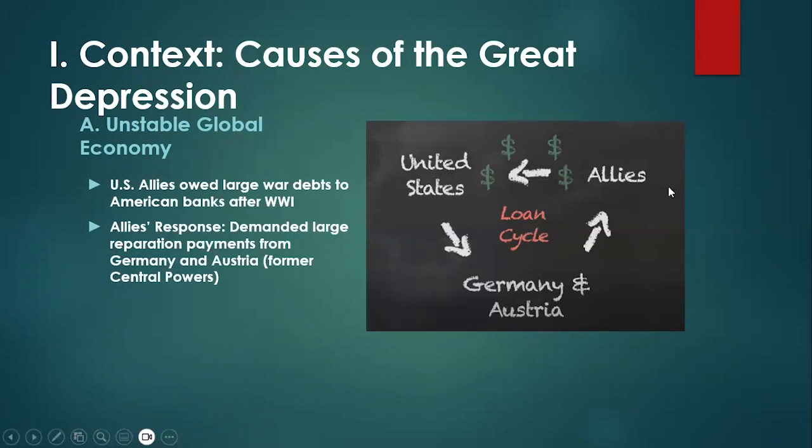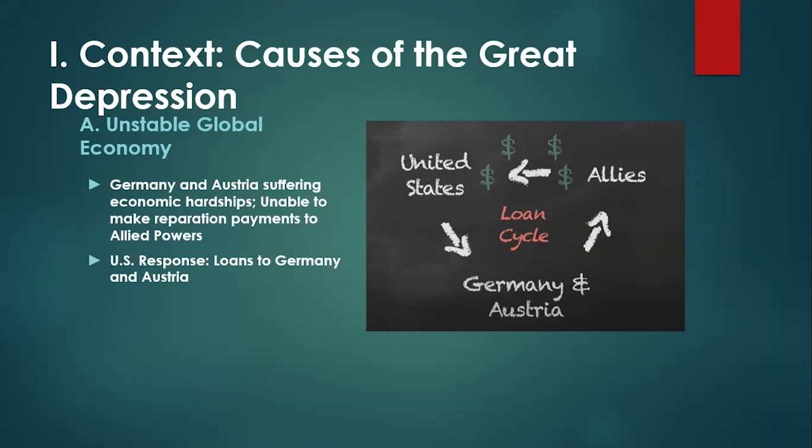So, for example, the Allied powers, primarily Britain and France, owed the U.S. a lot of money that they had borrowed during the war. And when the Allies found themselves short on funds, they would turn to Germany and Austria. Because we need to understand that the Central Powers, like Germany and Austria, under the terms of the Treaty of Versailles, which had ended World War One, were required to pay reparations to the Allied powers for their role in the war. Problem was, Germany and Austria were suffering from their own economic hardships, and they frequently found it difficult to pay the Allied powers the money they owed them.